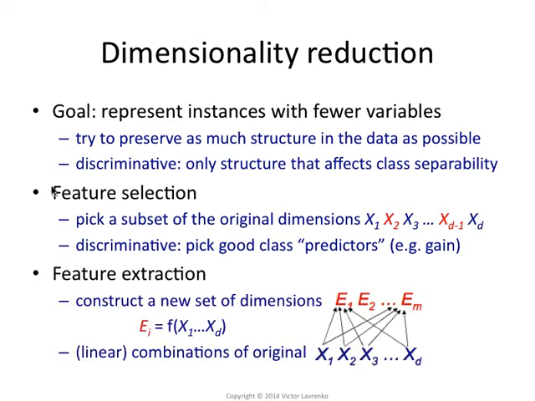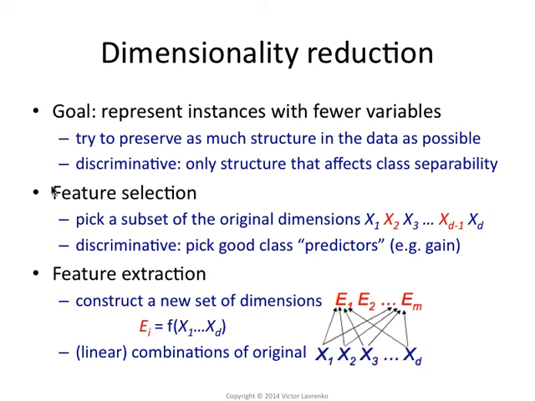Feature extraction works very differently. In feature extraction, you're going to build an entirely new set of variables to represent your data. So you start out with attributes x1 through xd, and then you're going to form combinations of them. So I'm going to create m new variables where m is going to be a lot smaller than d, and each one of these new attributes is going to be some combination, some function of the original attributes. And in general, it's a combination of all of the original attributes.